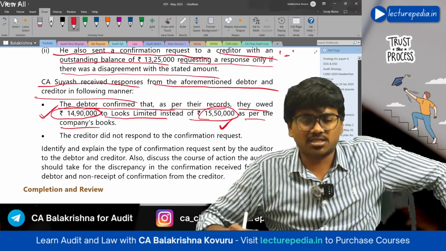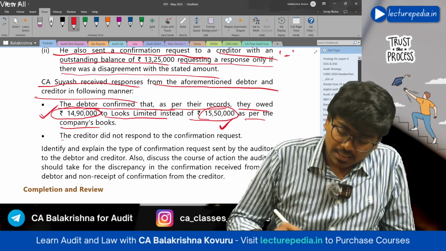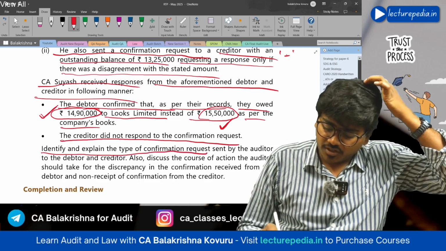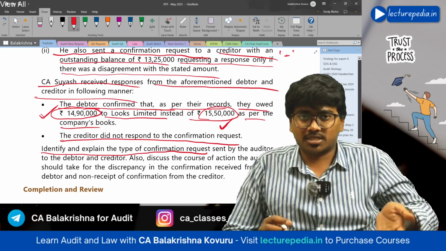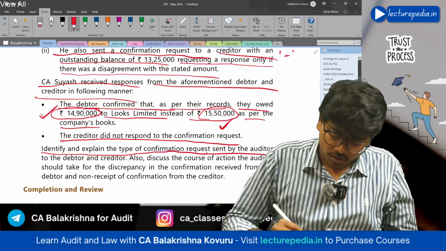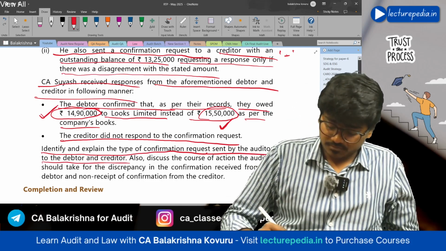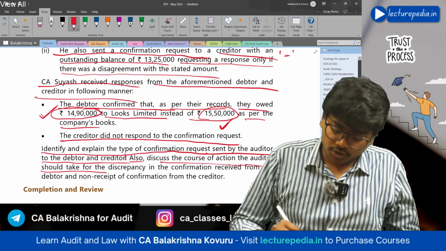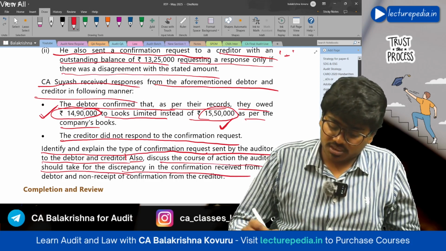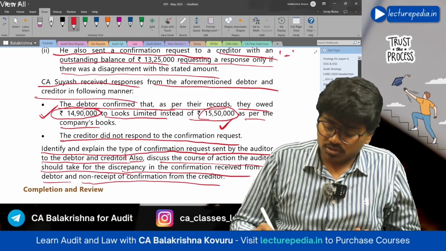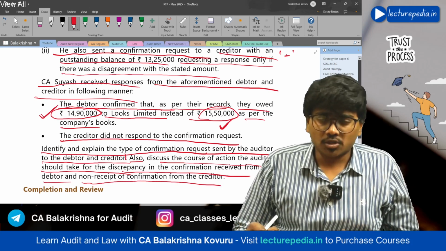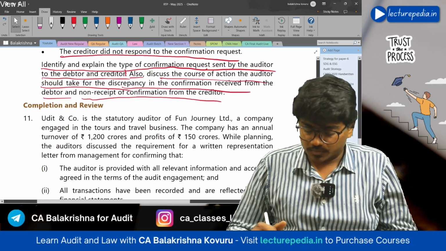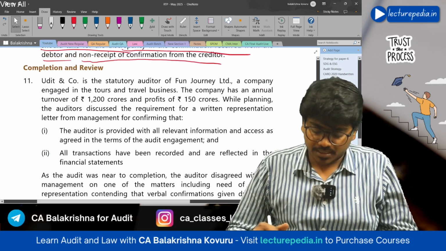That is the course of action that the auditor has to take. And the creditor did not respond to the confirmation request. Now, identify and explain the types of confirmation request. I have already told you: positive and negative confirmation requests sent by the auditor to the debtor and creditor. Okay, first question answered. Also discuss the course of action the auditor should take for discrepancy in the confirmation received from the debtor and non-receipt of confirmation from the creditor. Course of action also I have told you, right, what the auditor should do. Now, next question.